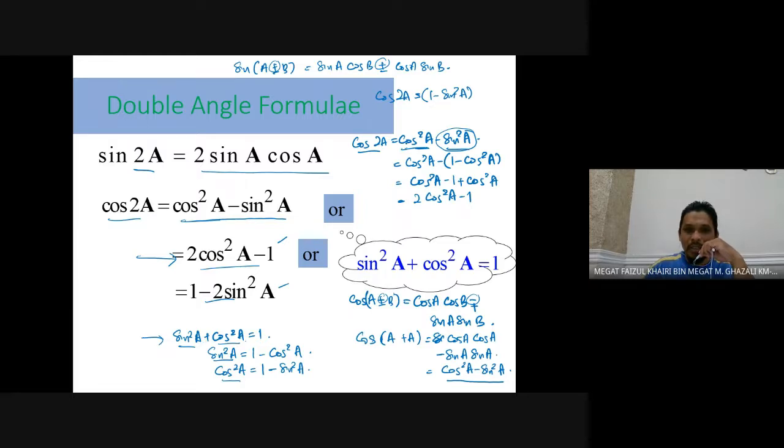Cos 2a equal to cos square, where cos square is substituted with 1 minus sine square, and then cos square minus sine square a. So then 1 minus sine square minus sine square, which is 1 minus 2 sine square a. So we get another identity for the double angle formula.